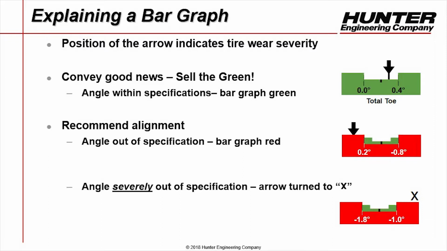In the second red bar graph, you can see there's not an arrow, there's an X. And what this means is that angle is severely out of specifications. Definitely want to try to get that taken care of right away because that angle is so out of spec we don't even have an arrow on the bar graph. It's really going to wear those tires very, very quickly.